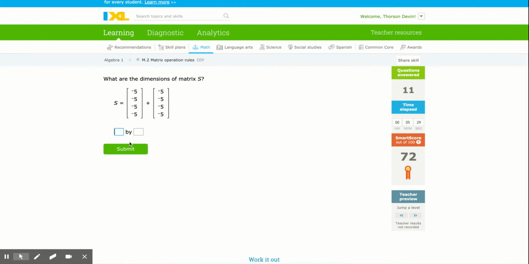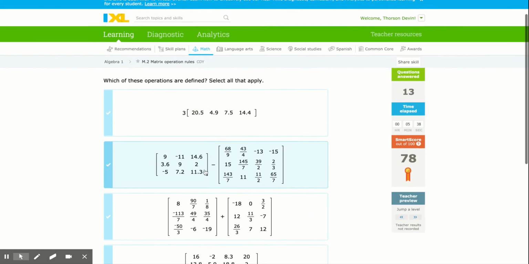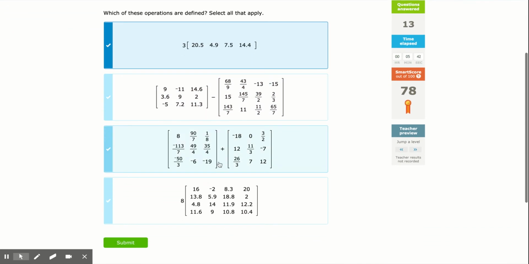Again, we can add that. It's going to be a 4 by 1. We cannot add those because they are not the same dimensions. We can absolutely multiply by a scalar. Those are not the same dimensions.